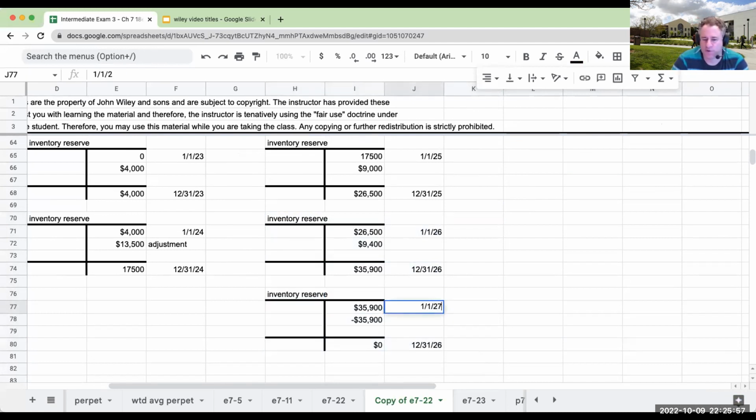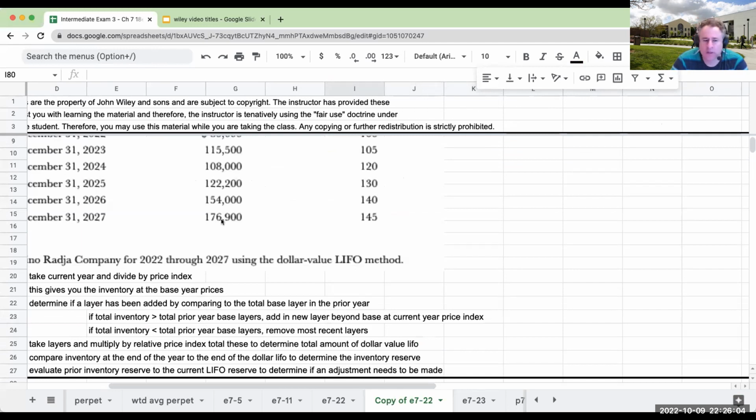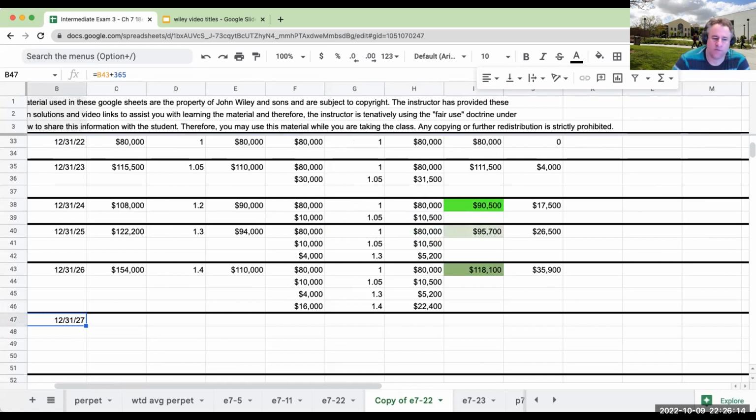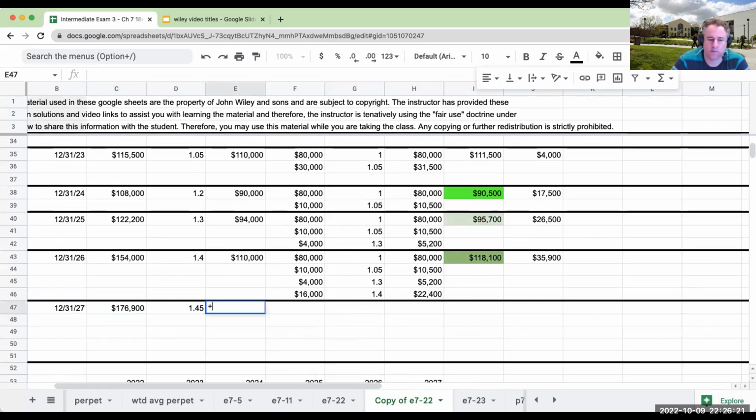Okay, so this is going to be 1/1/27. And so let's go ahead and start up. Okay, so 12/31/27, we have 176.9 at a 1.45. So to make this comparable back to my first year, I'm going to have 176,900 at 1.45. Okay, so I compare this number here to this. I've added on 12,000, right? So over here, I've added on 12,000.